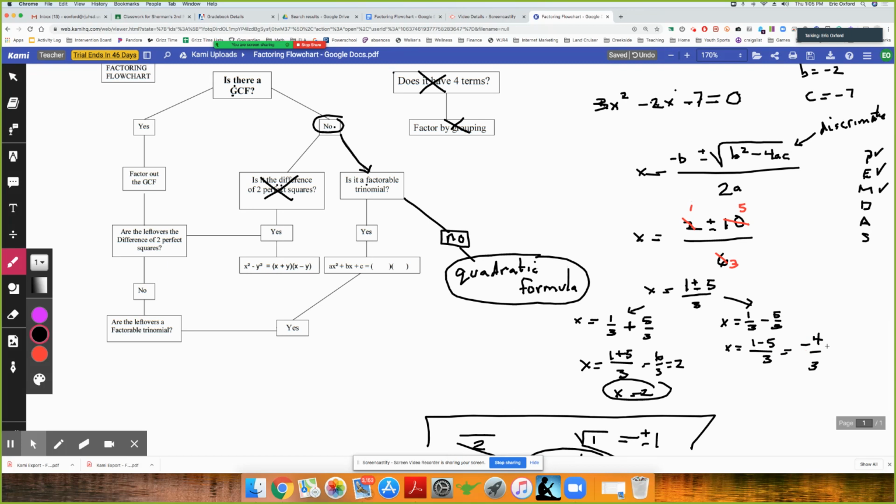And I like to leave it as an improper fraction, but some people like to change it to a mixed fraction. That would be the same as negative 1 1/3. You could do that. Or you could just say this is it, but either one's okay.